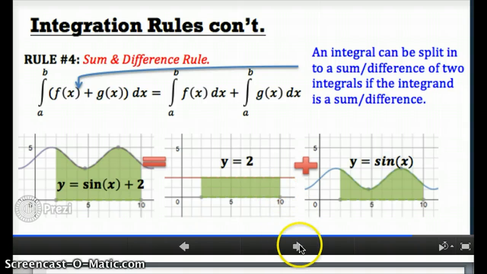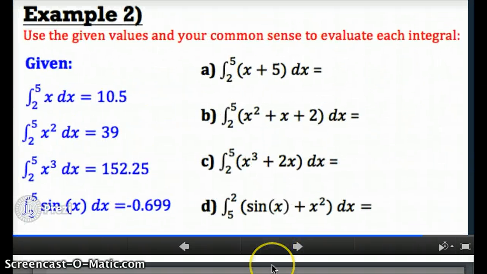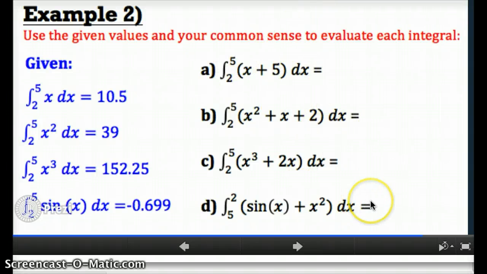Let's try this out in some examples. This is a fairly common way to test your conceptual understanding of integration. We're going to evaluate each of these 4 integrals without using an antiderivative, just based on the 4 given integrals that are on the side here. So they're telling us that the integral from 2 to 5 of x is 10.5. And there's going to be some way to rewrite each of these integrals as the sum or subtraction of 2 different integrals, and that's going to help us get the numerical answer, again, without using an antiderivative.